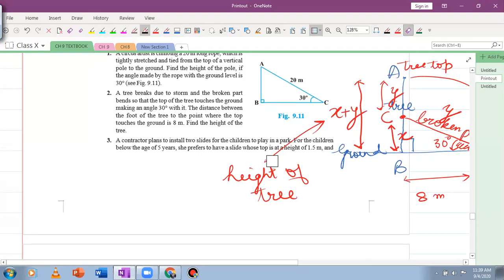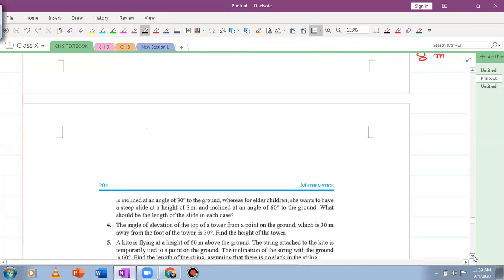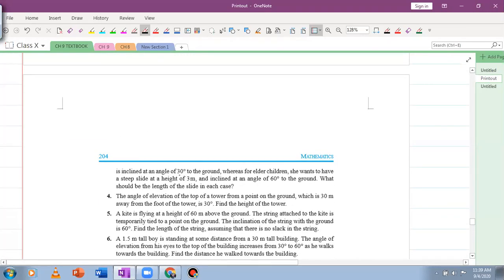The contractor has to build slides in the park, and 2 slides will be made depending on their age. For the children below the age of 5 years, the contractor plans to have a slide whose top is at a height of 1.5 meters and it is inclined at an angle of 30 degrees to the ground. The angle of inclination of the slide.